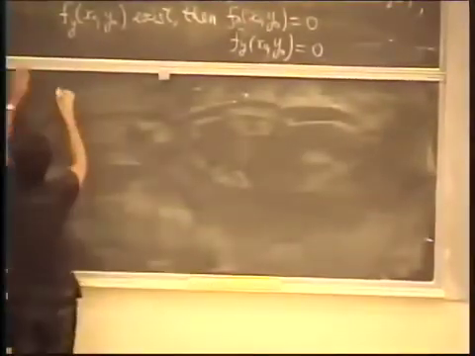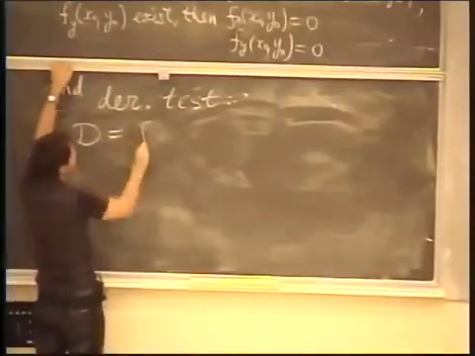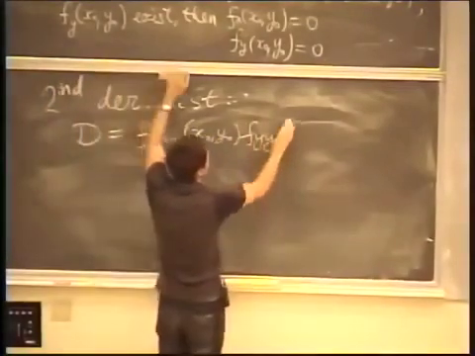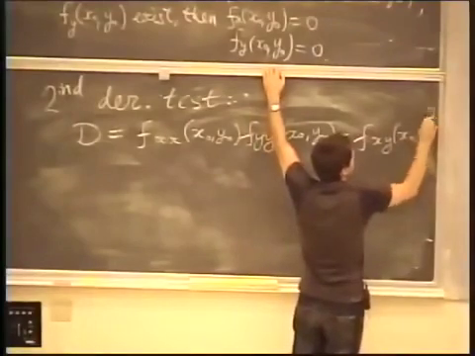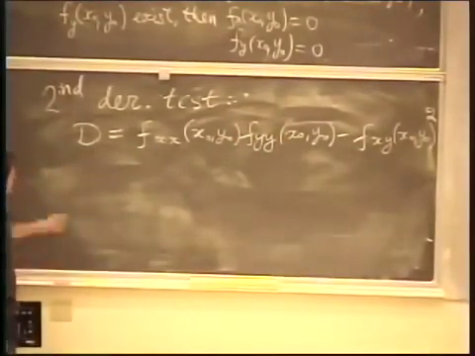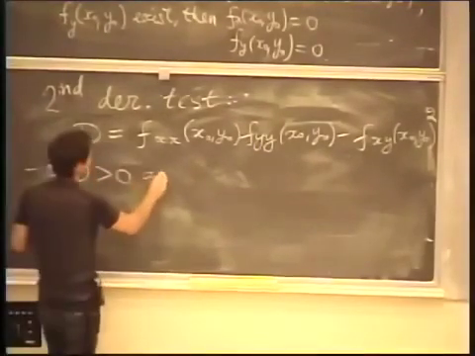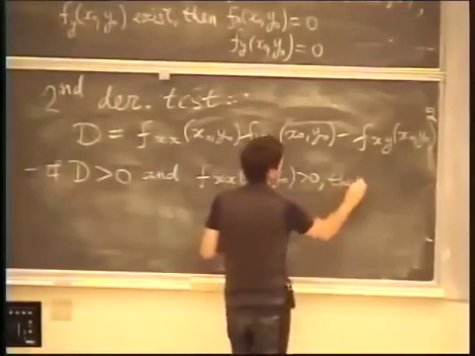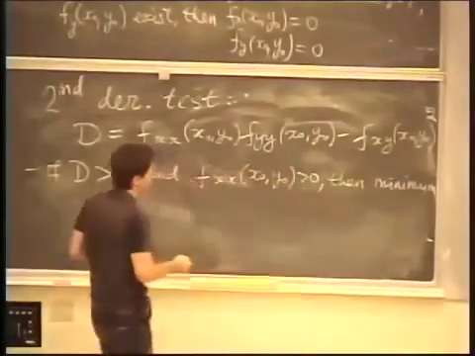So there is a second derivative test. Namely, we form the following quantity: d equals fxx at x0, y0 times fyy at x0, y0 minus fxy squared. This assuming, of course, that all of these derivatives exist and are continuous at this point. So the test is the following: if d is greater than 0 and fxx at x0, y0 is greater than 0, then x0, y0 is a minimum.